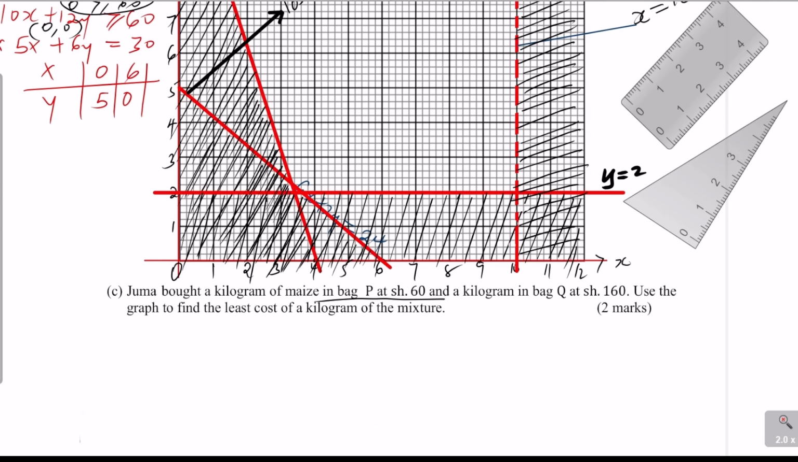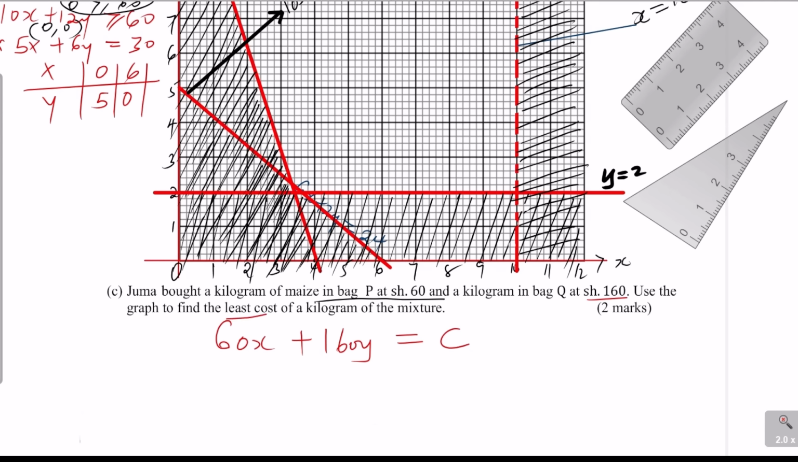Remember, the kilograms in bag P are x. If each kilogram costs 60 shillings, all the bags will be 60x. Then for bag Q, a kilogram costs 160. We have y kilograms in bag Q, so that will be 160y. These give us the objective function, which is going to give us the cost. This is the objective function that you need to use in order to find the least cost or the minimum cost.